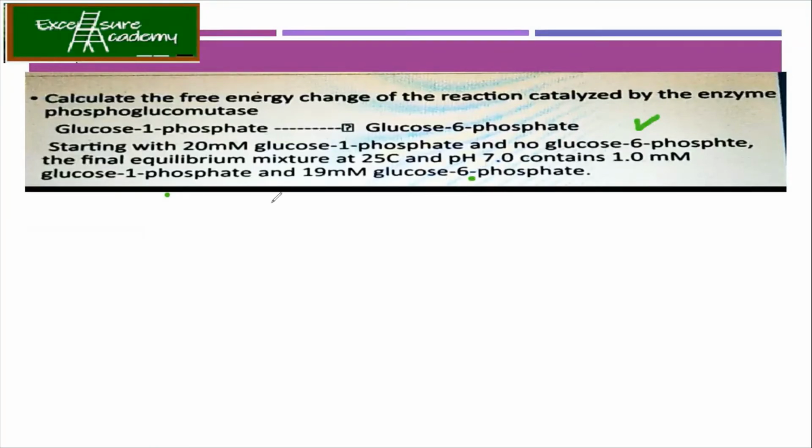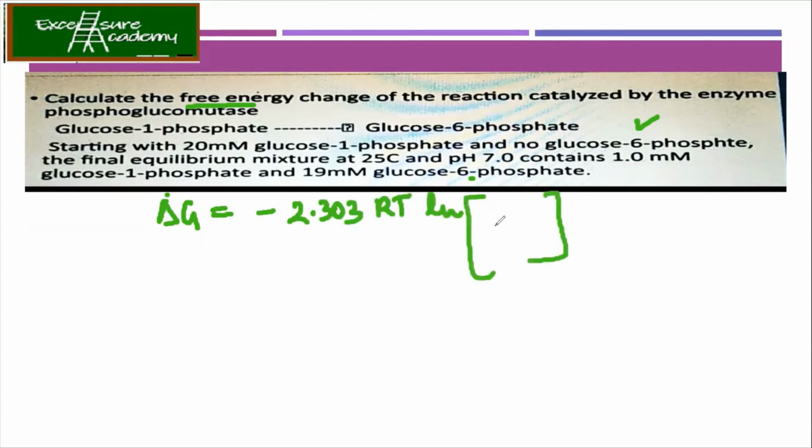What do you have to do over here? What is the formula you can use? This is directly asking the free energy change. So what is the formula over here? Delta G is equal to minus 2.303 RT ln final by initial. So just put the values into the formula. You will get the answer.